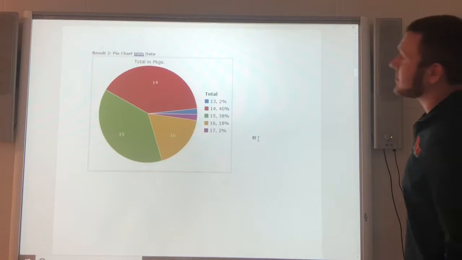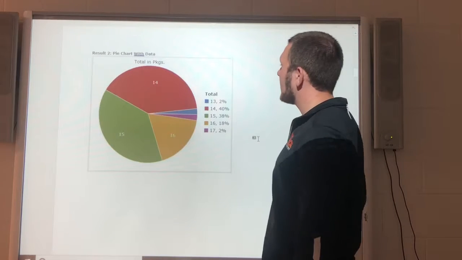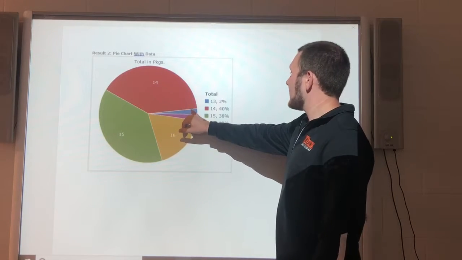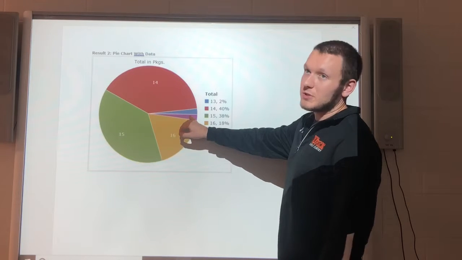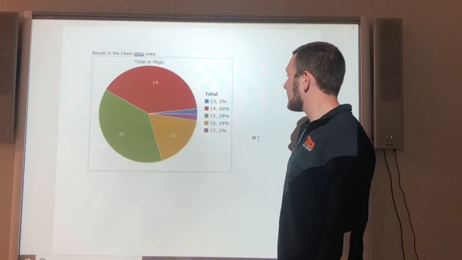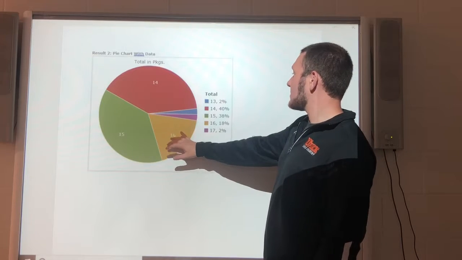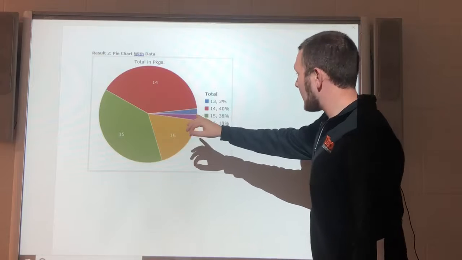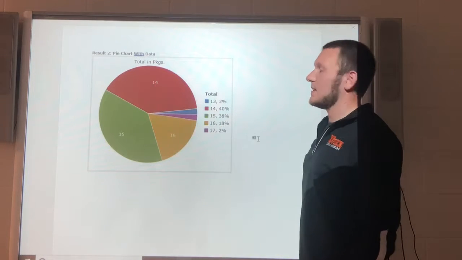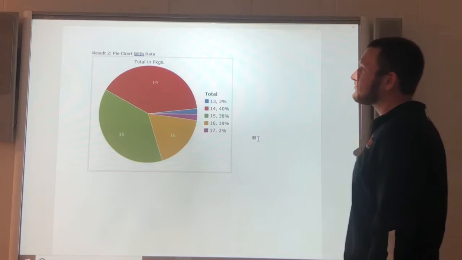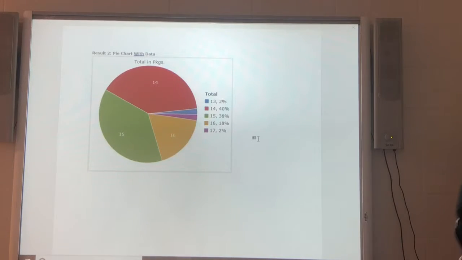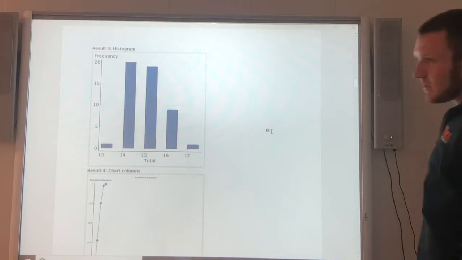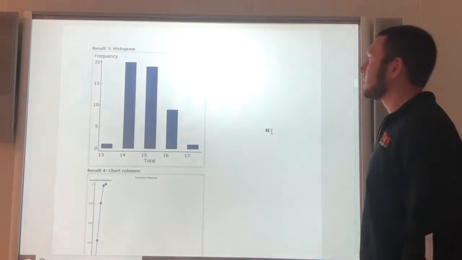So I used a pie chart here and copied and pasted it in here. The 13, which occurred only once, we had 2%. 17, which occurred once, was 2%. 16 was the third highest, which was 18%. 14 was actually the highest at 40%, and 15 occurred 38%. Again, we got those numbers from using the total number of M&Ms in each package.